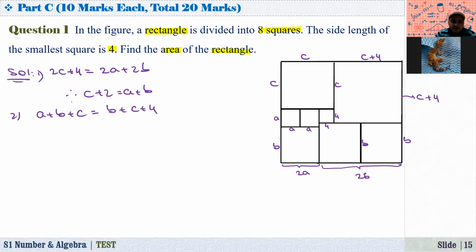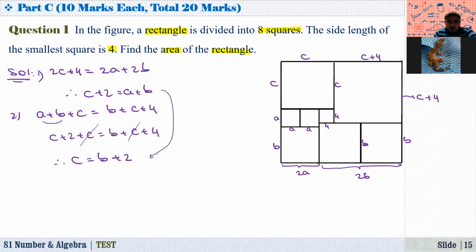Okay. Now from here, we can find the relation between C and B, right? We know from the previous one, A plus B is equal to C plus 2. So here we have C plus 2 plus C is equal to B plus C plus 4. So the C cancels each other, and taking 2 to the right-hand side, C is equal to B plus 2. So if C is equal to B plus 2, again, you can just use this one, and in number 3, instead of C, substitute B plus 2 is equal to A plus B.